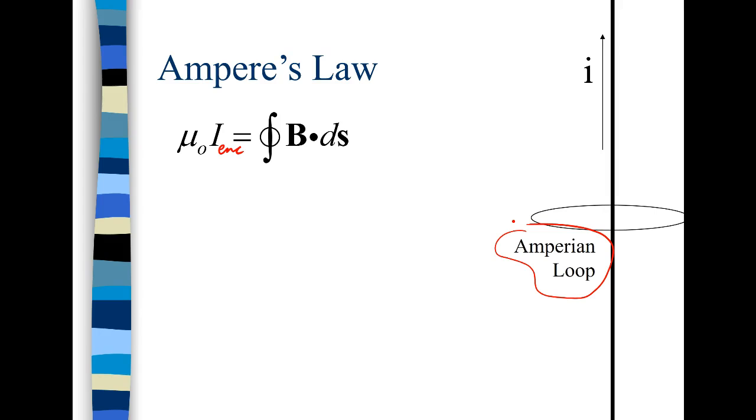So, remember back in Gauss's law that we had a charge and we constructed a Gaussian surface around it. This was a three-dimensional object that had a two-dimensional surface area. Now what we're going to do is construct a two-dimensional object, a loop, that has a one-dimensional line integral.